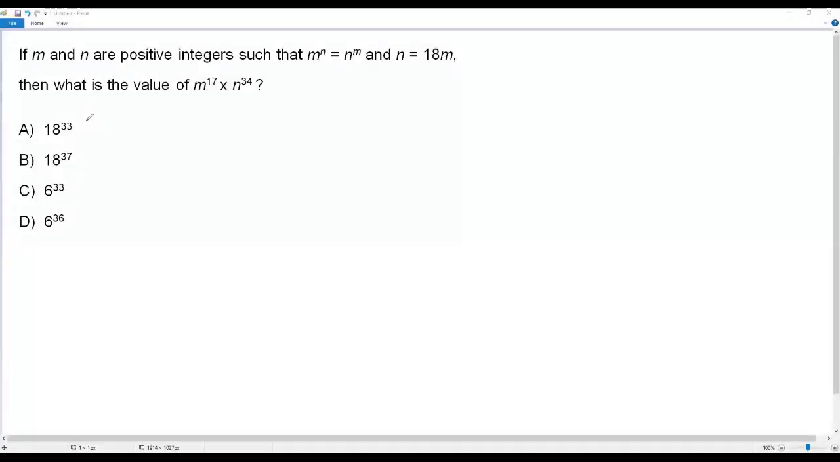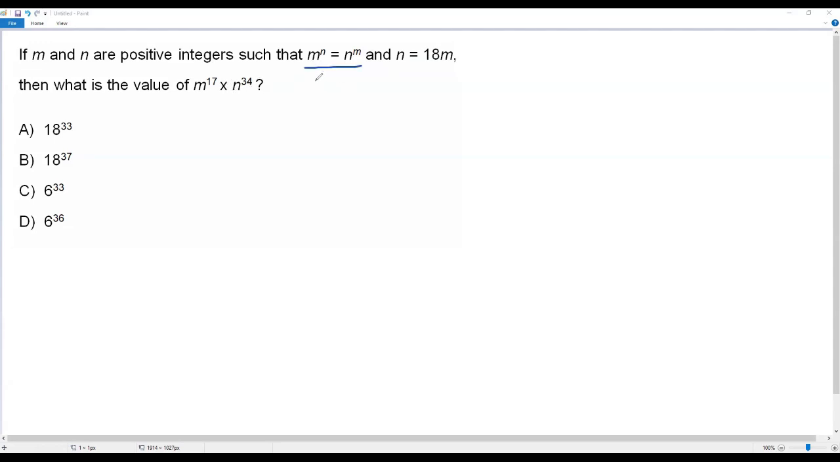Here we have a SAT math question. Okay, let's go to the information. If m and n are positive integers, so that m to the nth power equals n to the mth power, and n is equal to 18m, then what is the value of m to the 17th power times n to the 34th power?